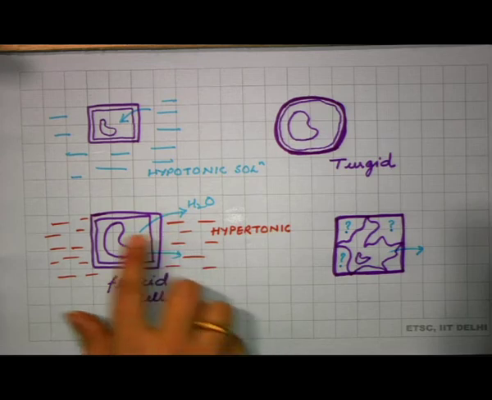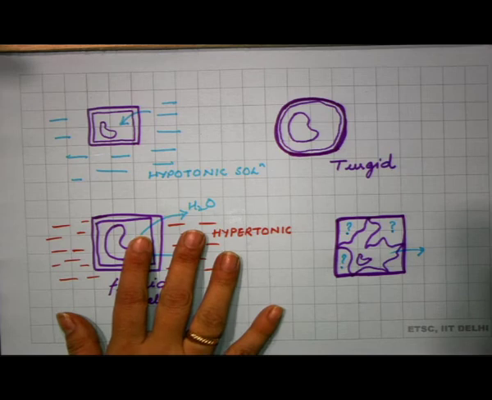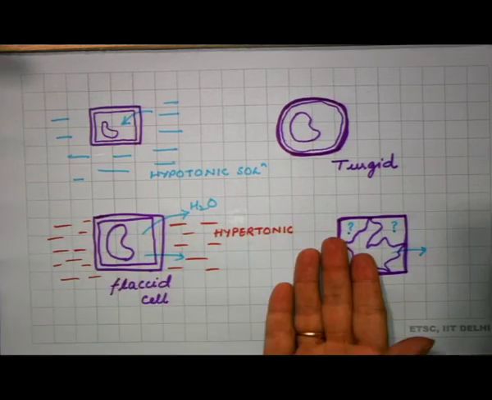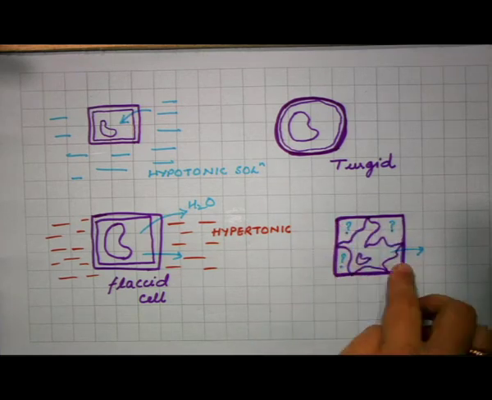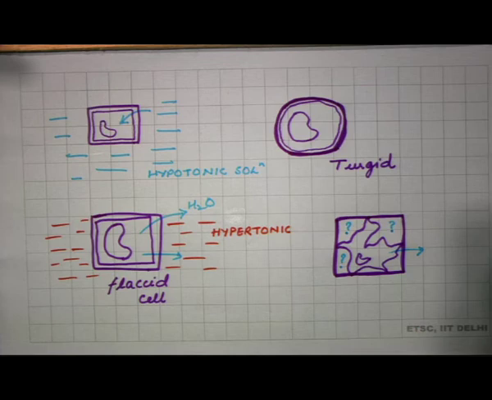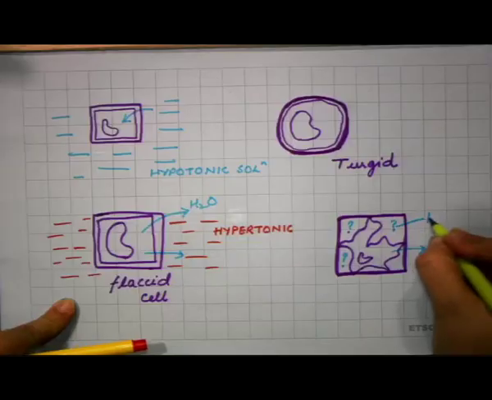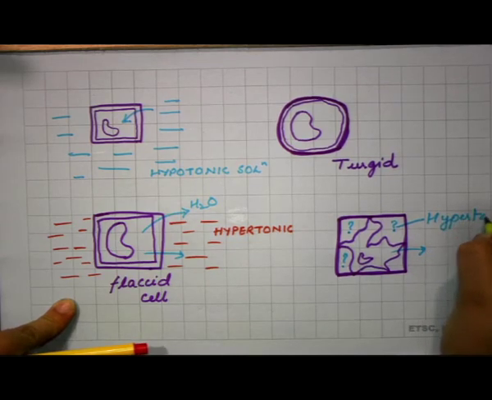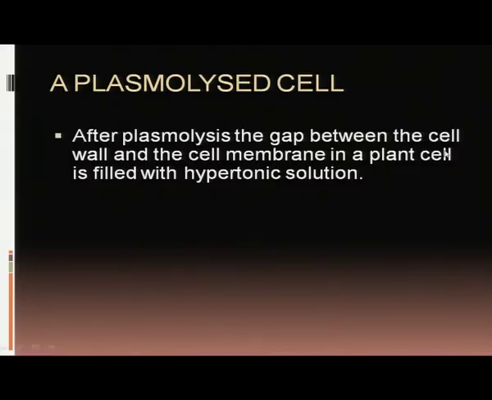What is present here? Earlier we saw that there was cytoplasm and the water and the organelles. Now the water has drained out and the cytoplasm, the protoplasm, has shrunken. So, what is present here at these places? Of course, it is the hypertonic solution which is present here now. Look what happens. After plasmolysis, the gap between the cell wall and the cell membrane in a plant cell is filled with a hypertonic solution.